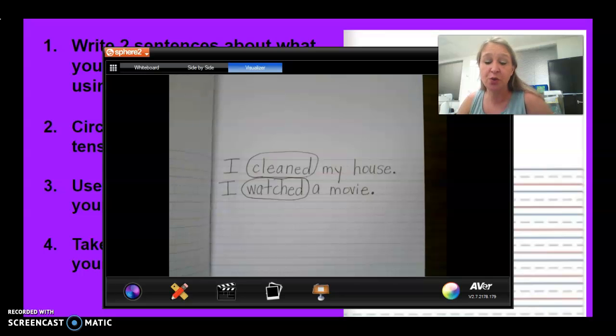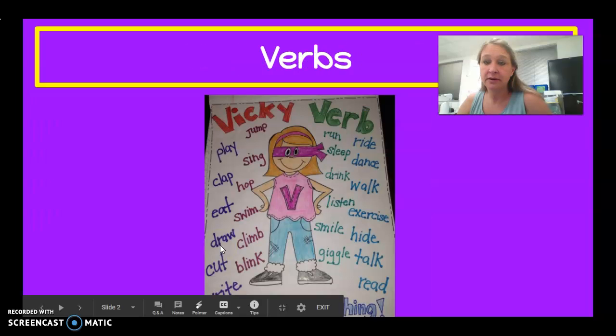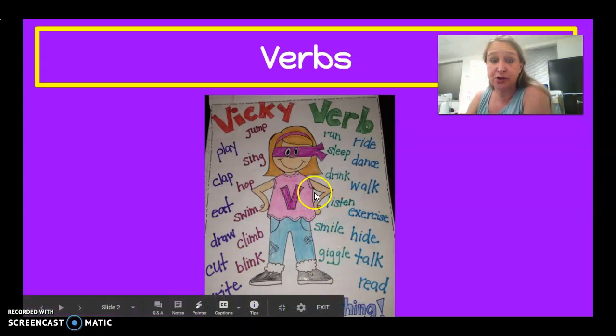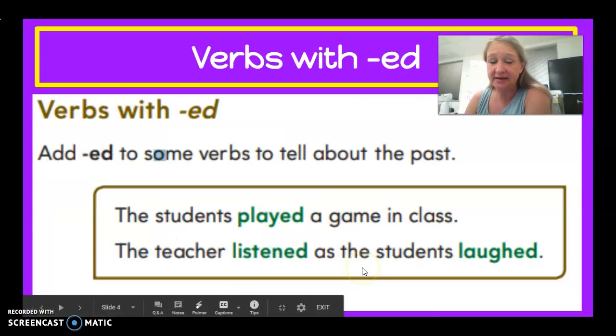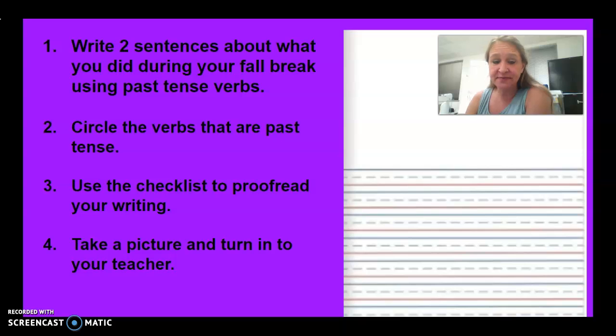Okay, so let's review what we talked about today. We remembered that a verb tells us to do things. Verbs are action words. It's something that we do. Then we talked about verbs telling about now and verbs in the past. The ones that tell about now might end with an S if it's a singular subject, but in the past they end with ed. Here are some more verbs with ed. Some verbs add ed to tell about the past.